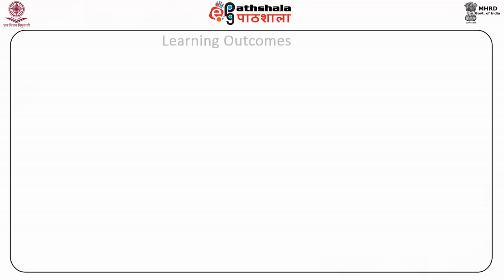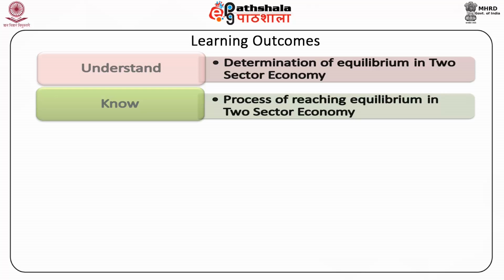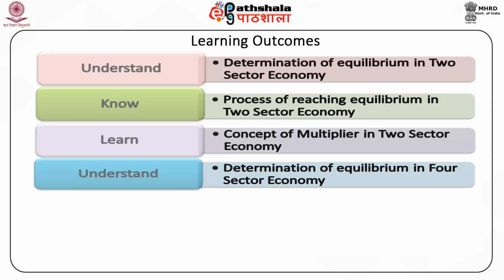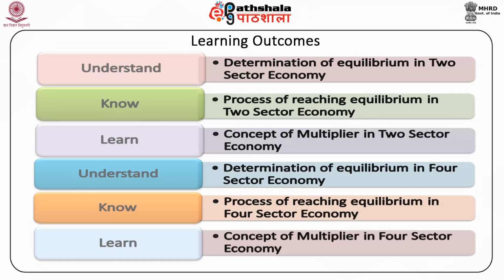Through this module of the simple Keynesian model, we shall be able to understand the determination of equilibrium income and output in the two-sector economy, know the process through which this equilibrium is reached, and learn the concept of multiplier in the two-sector economy. Once we are through with the two-sector economy, we shall move on to understand the determination of equilibrium income and output in a four-sector economy, know the process of reaching the equilibrium level, and finally learn the concept of multiplier in the four-sector economy.